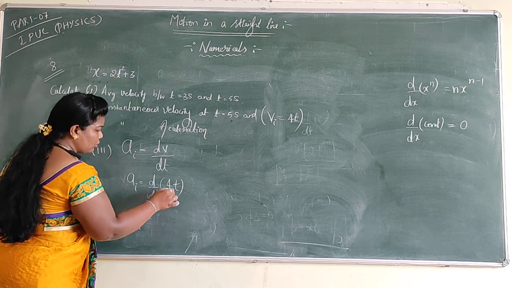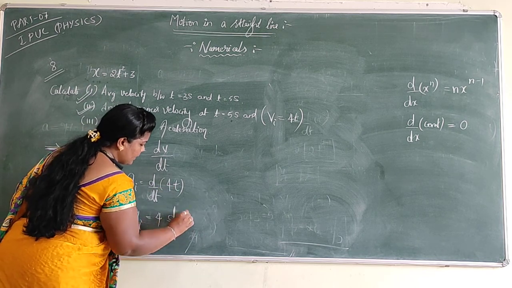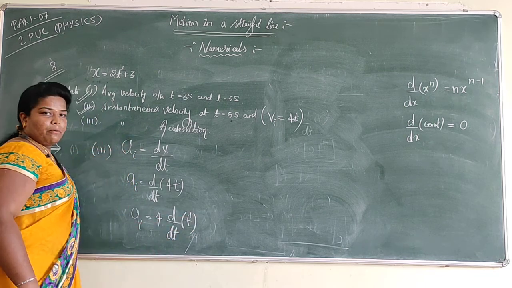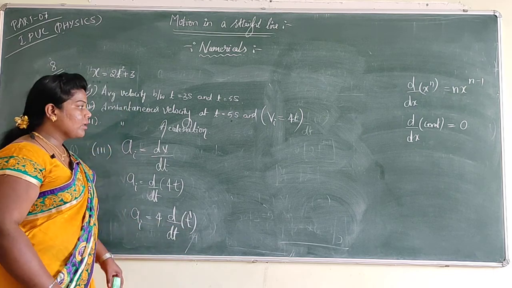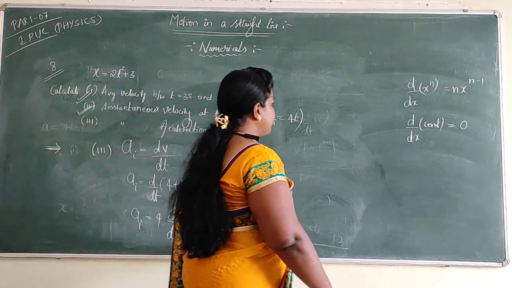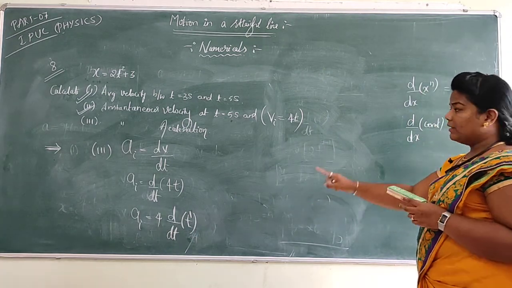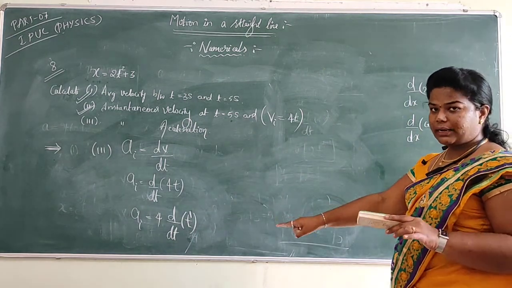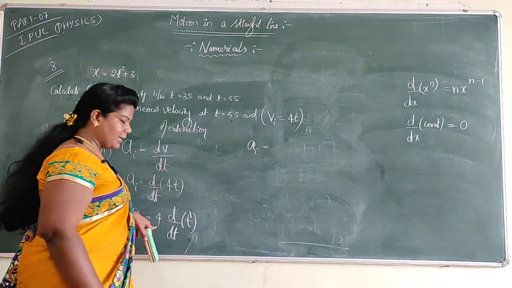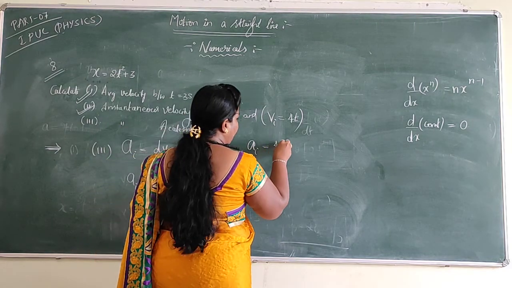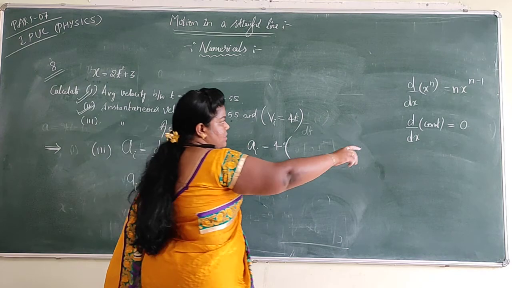AI is equal to 4 is constant, take it outside. The remaining is d by dt of t. T to the power of 1 is there; nothing is written, which indicates the power is 1. I am differentiating this using the formula. In place of x we have t, and in place of n we have 1. So instantaneous acceleration AI can be written as 4 into t power 1.